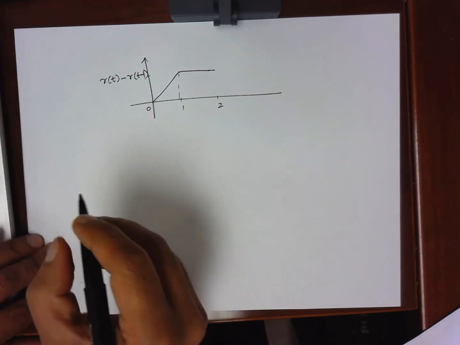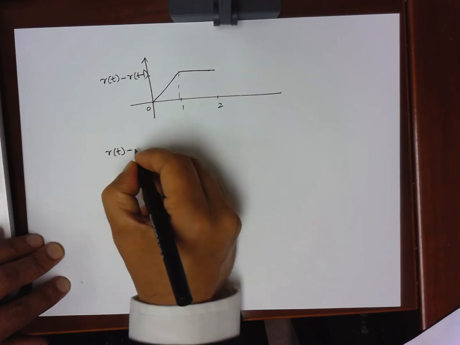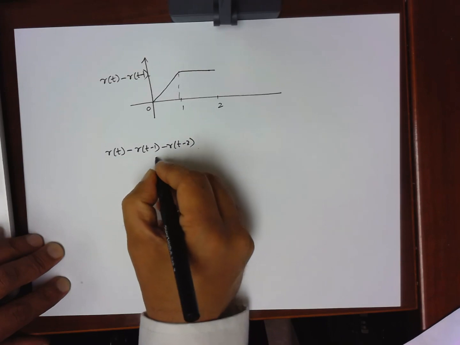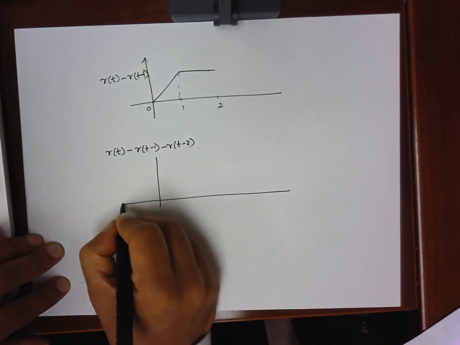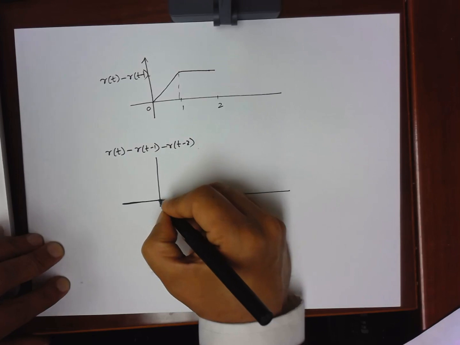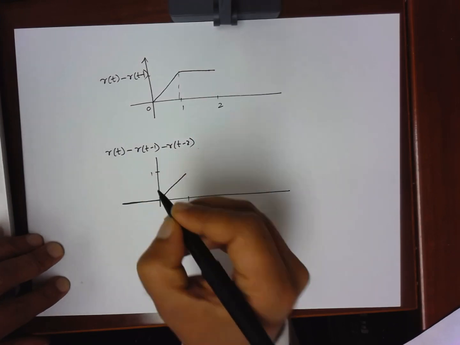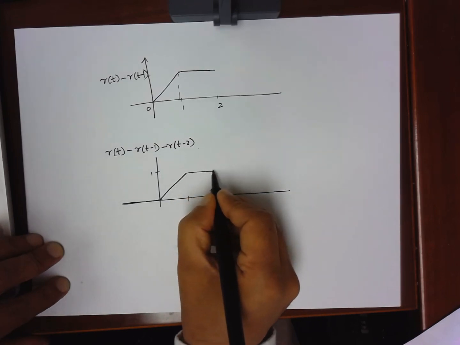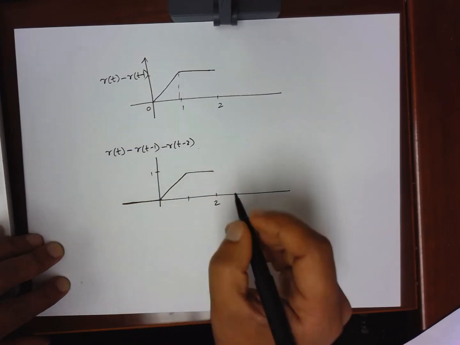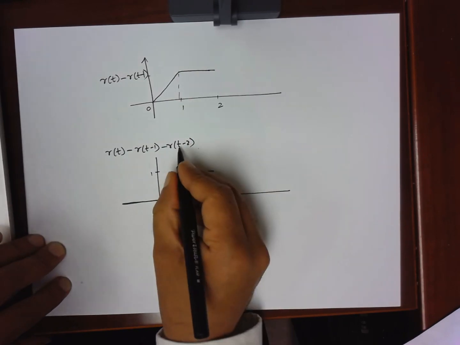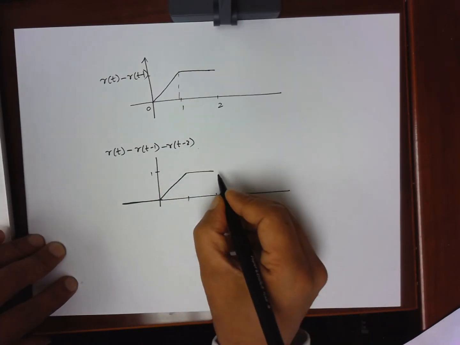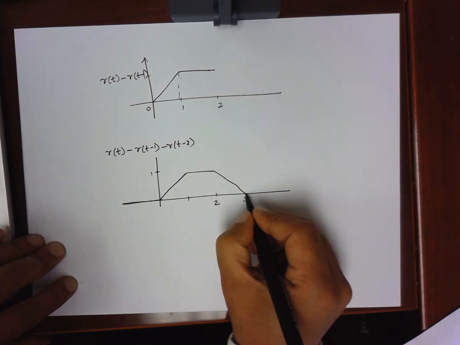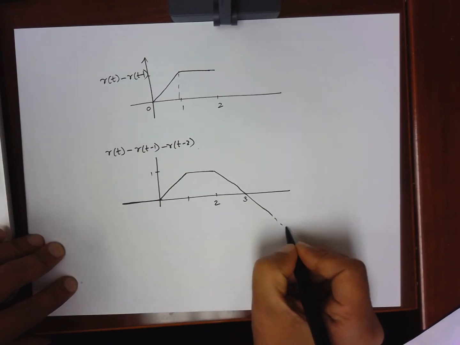Now what if I were to do r of t minus r of t minus 1 minus r of t minus 2? Let's plot that. It's going to be the same till here. From 0 to 1, it's going to go up to 1, and then it's going to flatten out because I'm subtracting this ramp. Then at r of t minus 2, I'm subtracting yet another ramp, so it's going to bring this curve down. This will keep going forever and ever.